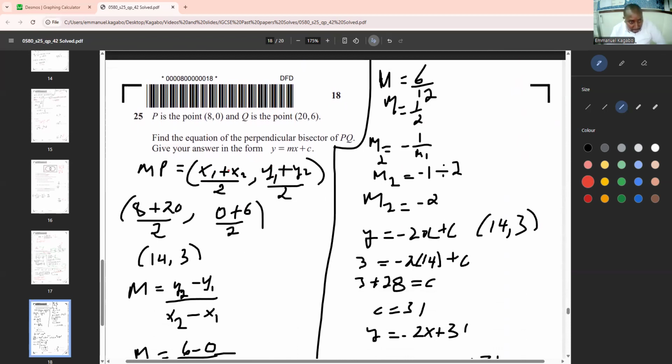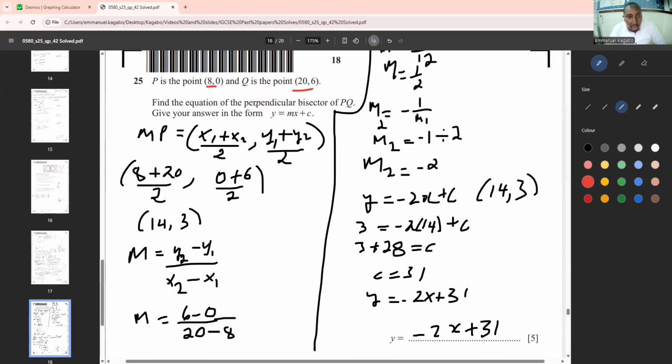Question 25. We have point P and we have point Q. Find the equation of the perpendicular bisector. Very common question in the exam. So if you have a perpendicular bisector equation, you start by finding the midpoint. That's the one. So the formula for midpoint is x1 plus x2 over 2, y1 plus y2 over 2.